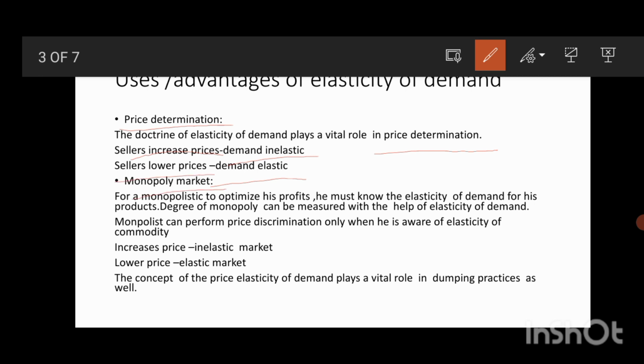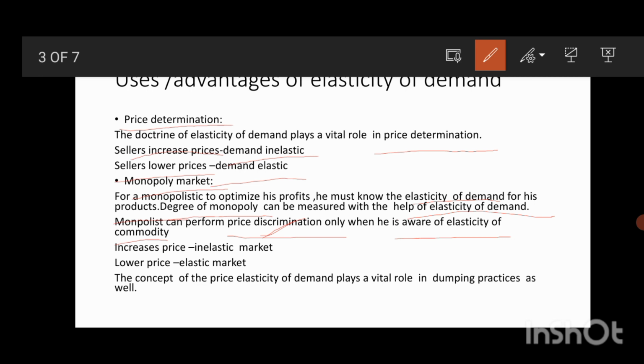In a monopoly market, for a monopolist to optimize his profit, he must know the elasticity of demand for his product. In order to earn maximum profit, a monopolist must know the elasticity of demand. The degree of monopoly, or how much monopoly there is in the market, can be measured with the help of elasticity of demand. A monopolist can perform price discrimination only when he is aware of the elasticity of demand for a commodity. He can make discrimination only when he knows the elasticity of demand for a particular commodity.